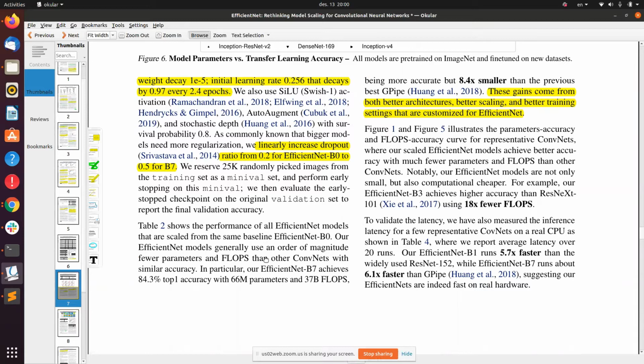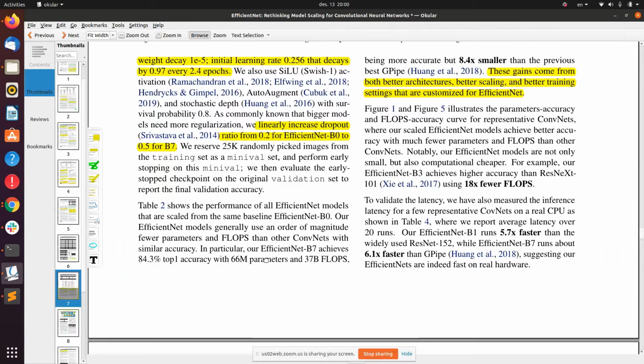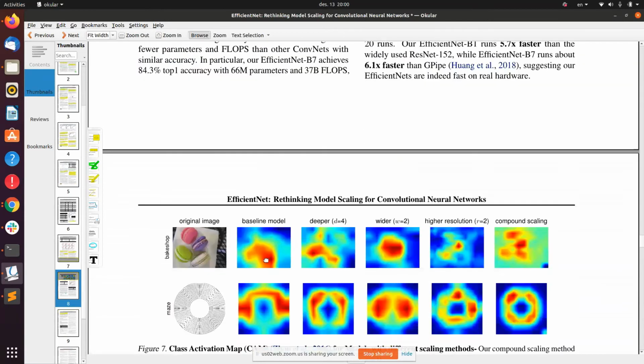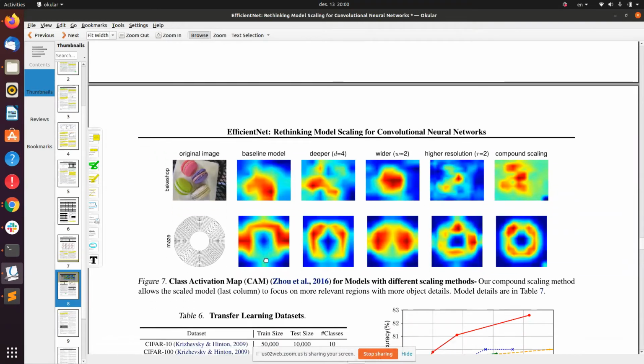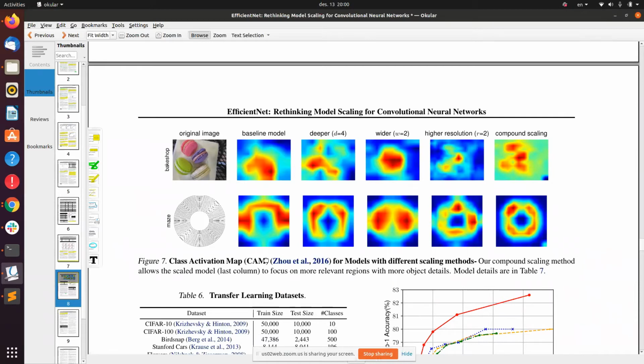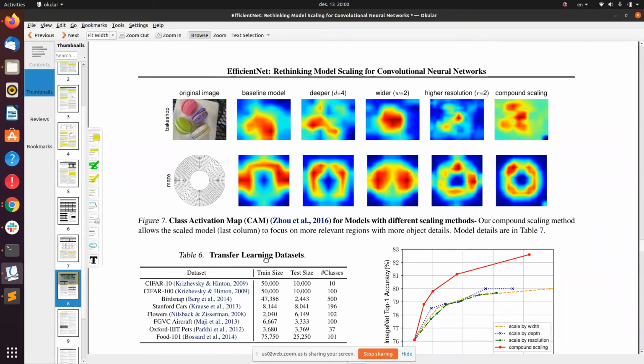As I mentioned, they have used the Swish activation function, and there are different things they have used, like the dropout rate, which they linearly increase from 0.2 to 0.5. All those things they talk about here. And these activation maps showcase the differentiation between compound scaling and individually applying deeper models, wider models, or higher resolution, and how they behave. This is a clear-cut result that compound scaling wins against trying each one individually.